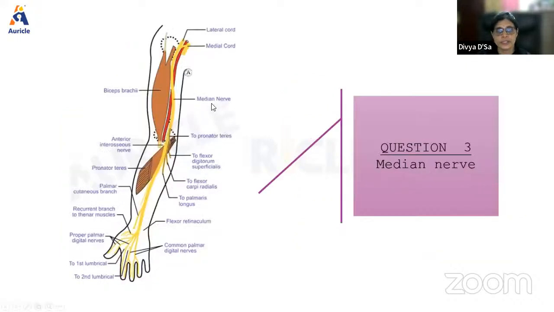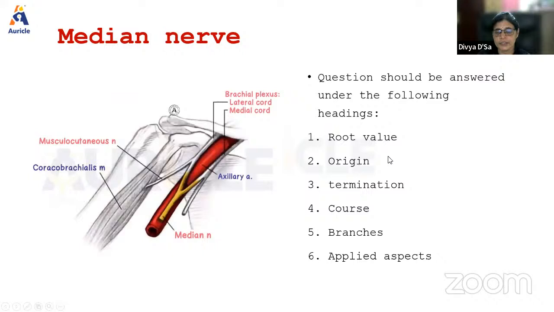Then the median nerve. For any nerve, we need to write the same portions: root value, origin, termination, course, branches. The median nerve is formed by contributions from the lateral cord as well as the medial cord. The lateral root of the median and the medial root of the median from the medial cord both join, near the third part of the axillary artery, in front of the axillary artery, to form the median nerve.